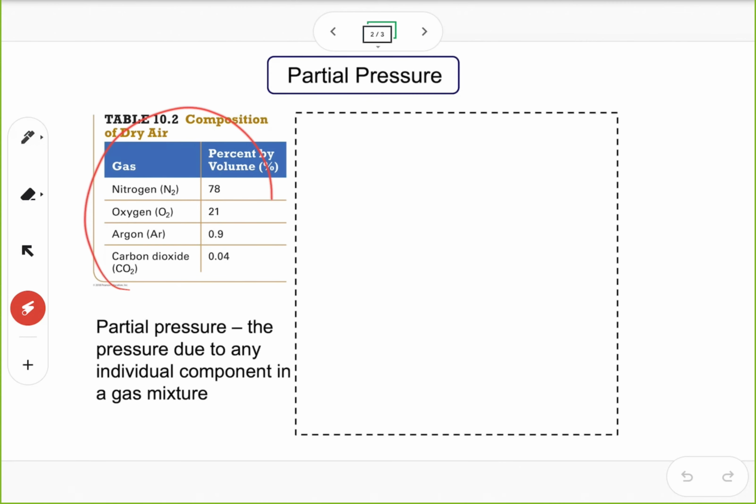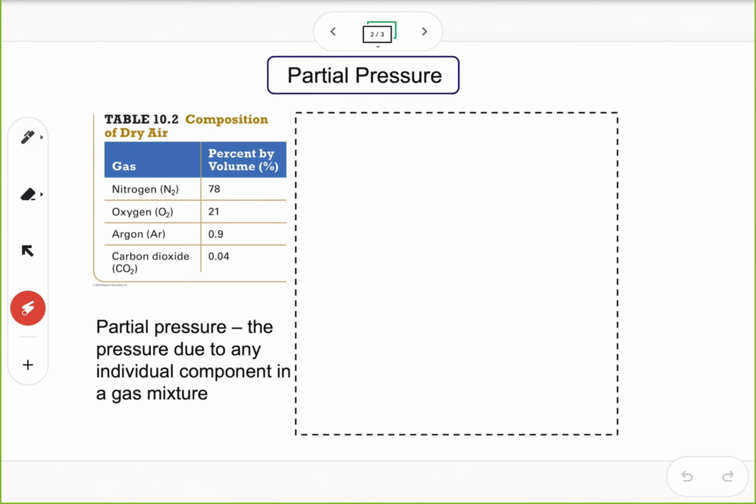And air is a very good example of a gas mixture. We know that air has oxygen, but it's only 21%. The majority of the air is actually nitrogen, 78%. And you have argon and carbon dioxide, but the percentage of those gaseous components is quite low.